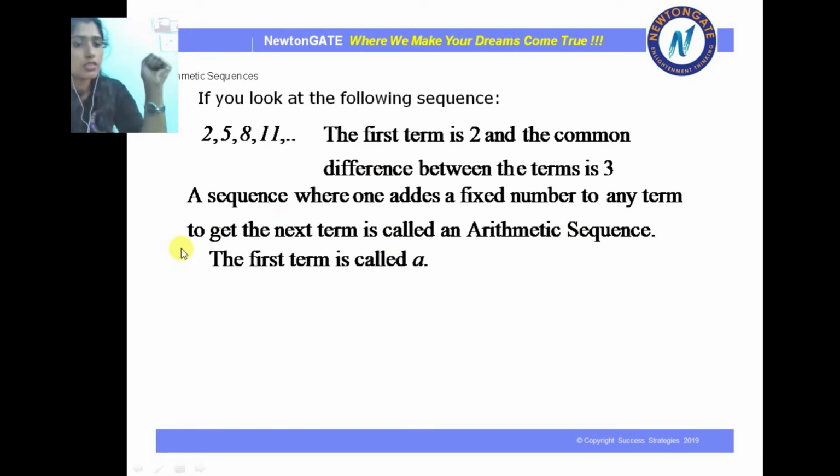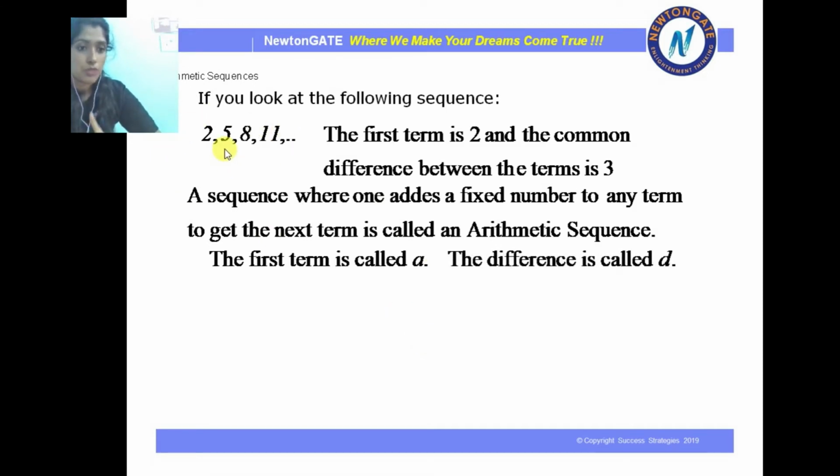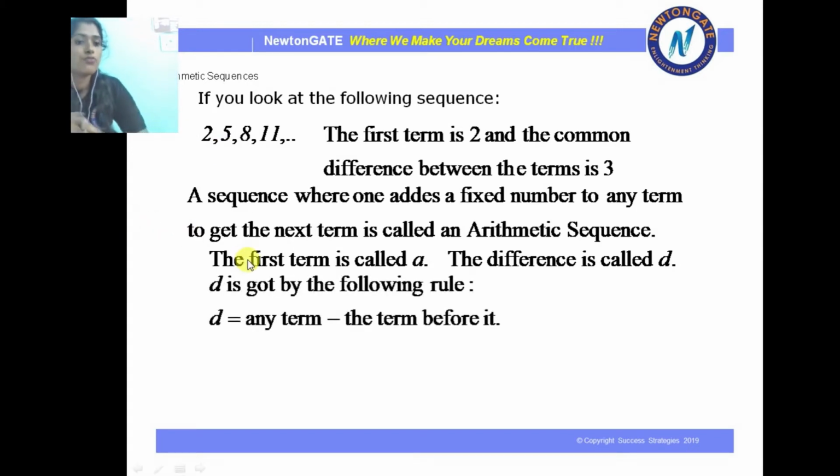So the first term, in our formula later on we will be using it as A. The first term is known as A. The difference is called D. The common difference which we keep on adding is D. And D is found by the following rule. I have kept it very easy. You can take any term.